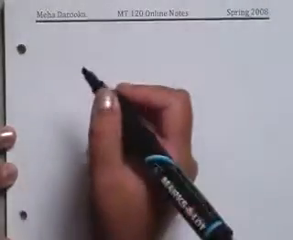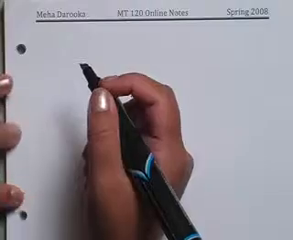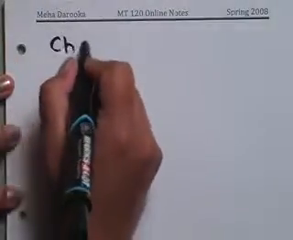Today we are starting with Chapter 7. Chapter 7 is about equations of lines and functions.